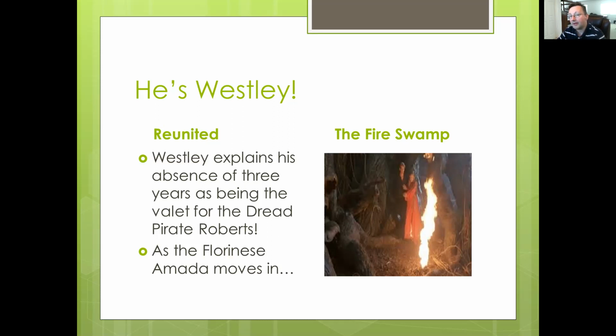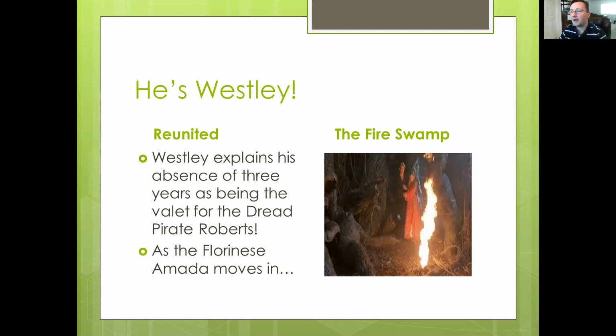As they make their way toward the fire swamp, Wesley explains that over the past 3 years, he has been absent due to having to take up the mantle of the Dread Pirate Roberts, which he reveals is simply a title that's exchanged from one former Dread Pirate Roberts to the next new fellow in the line of succession. Now, he knows that he's going to have to cut through the fire swamp because his ship, the Revenge, is anchored on the other side. And it's the quickest way from point A to point B.